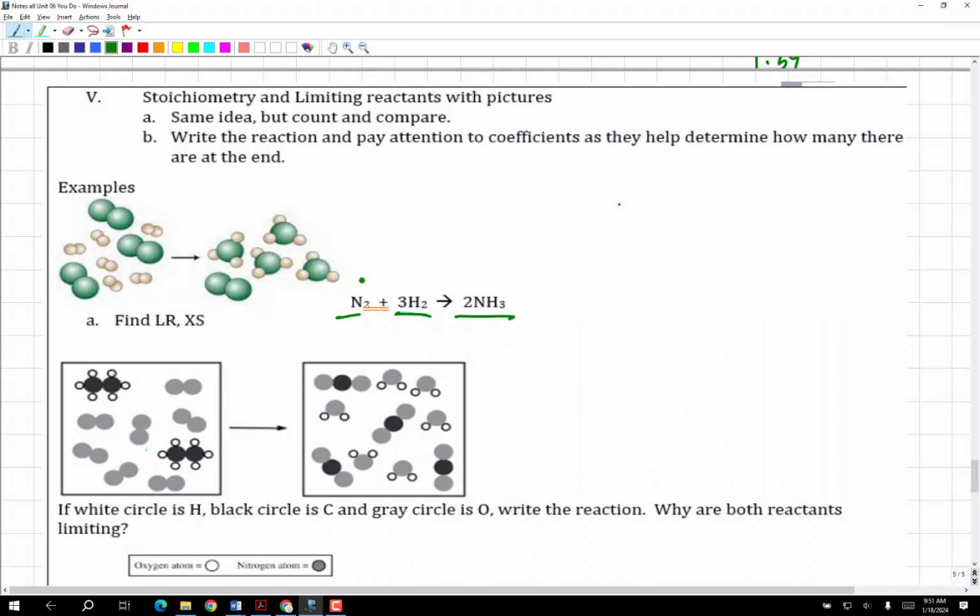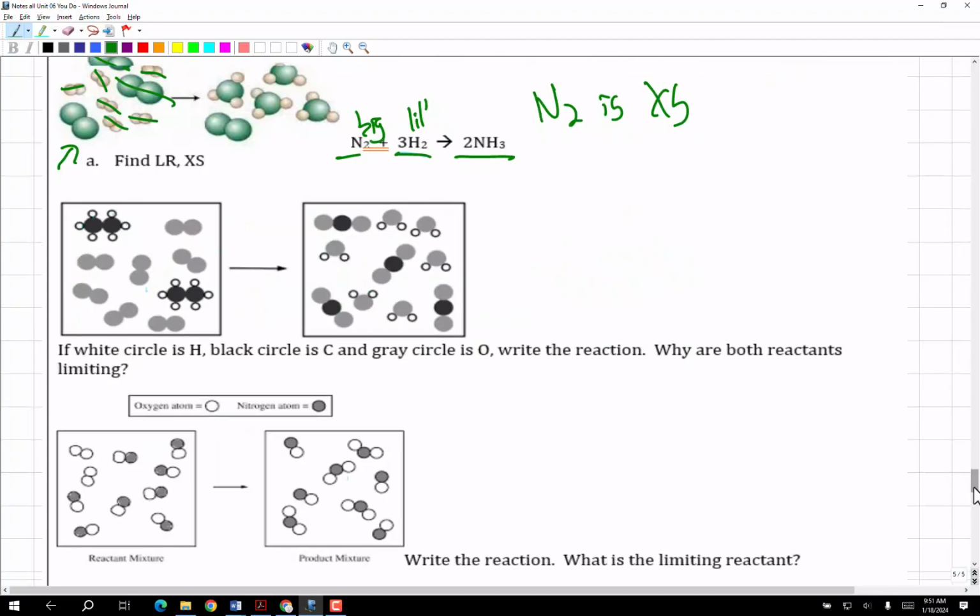N2 are the big ones, and H2 are the little ones. So 1 N2 needs 3 H2. 1 N2, 3 H2. N2 is in excess. Why? I got a green one left over. That's it. These are really questions.